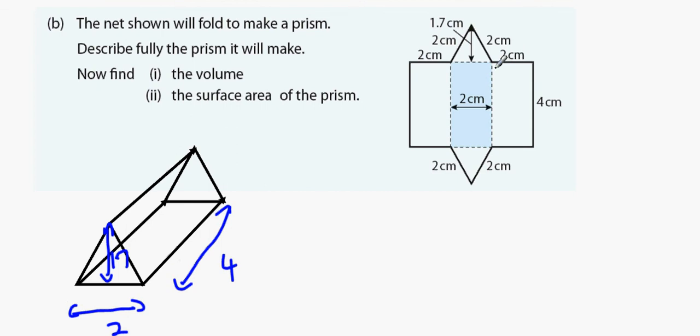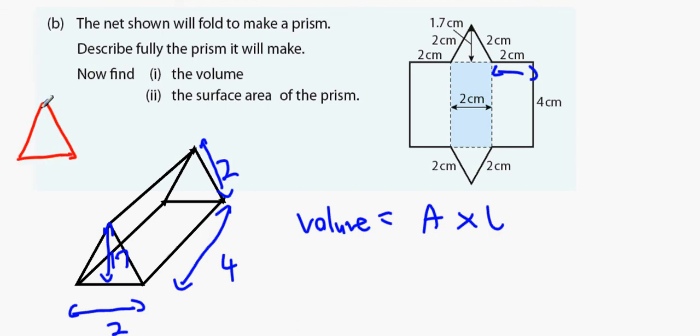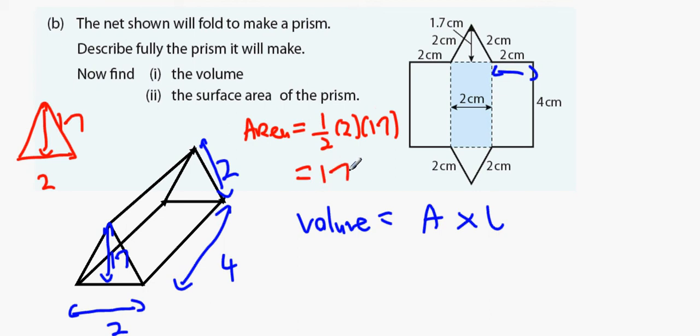Okay, so the volume equals the area of the triangle multiplied by the length. So the area of the triangle is a half base by height, 2 is the base, 1.7 is the height. So the area of the triangular face is going to be a half times 2 times 1.7, that's going to be 1.7 centimeters squared. So it's going to be 1.7 multiplied by the length of 4, and that's going to get us 6.8 centimeters squared.